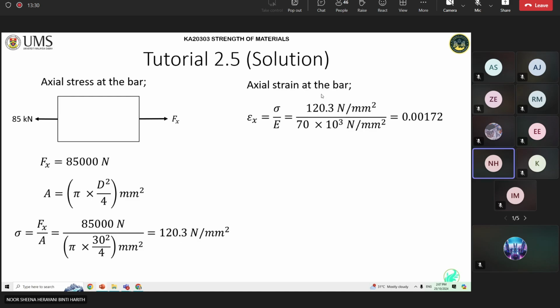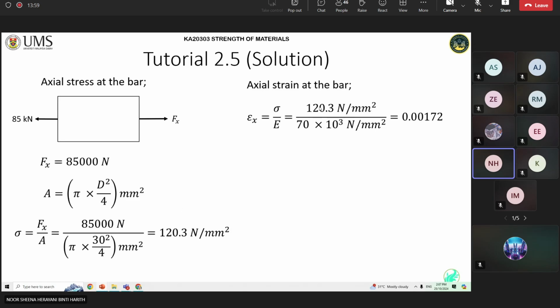And then the axial strain at the bar, you use the modulus of elasticity equation, which is E equals sigma divided by epsilon. From here you can directly get the value for the strain. This epsilon x is actually the longitudinal strain. So the longitudinal strain equals sigma divided by E.